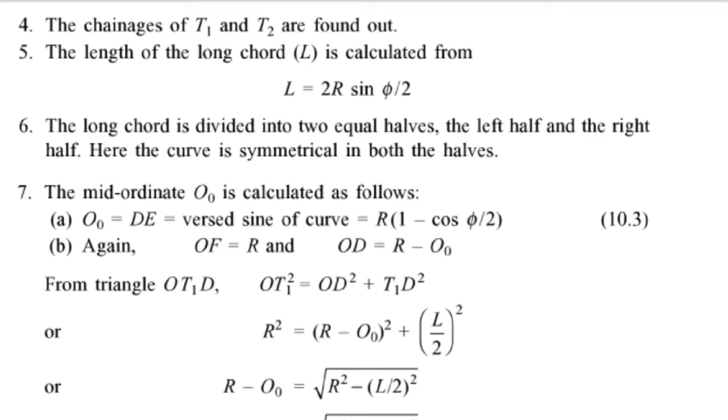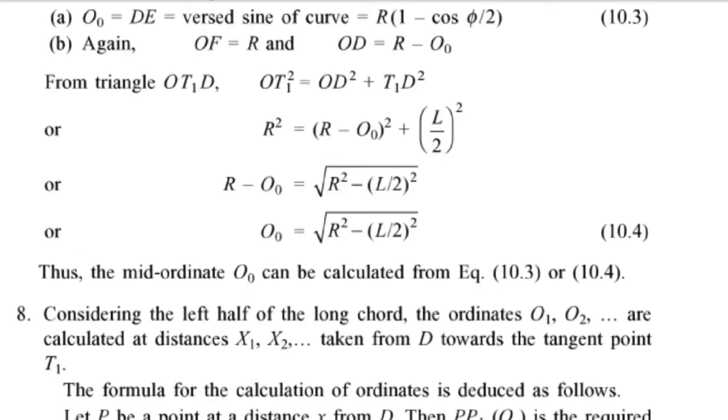7. The mid-ordinate O0 is calculated as follows. 8. Considering the left half of the long chord, the ordinates O1, O2 are calculated at distances x1, x2 taken from capital D towards the tangent point capital T1.